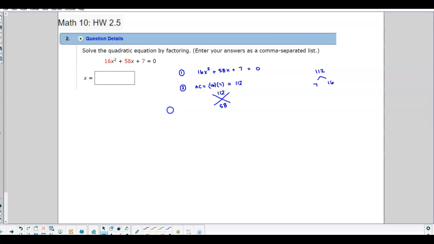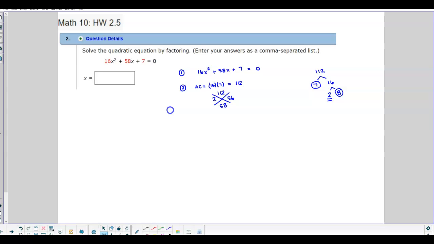Now we can't break down 7 much, but we can break down 16. We can break that down to be 2 and 8. So let's take a look at the three numbers that multiply to get 112. Well, if we multiply 7 and 8 together, that's going to give us 56. And if we multiply that by 2, that's going to give us 112, and when we add them together, it's going to give us 58.